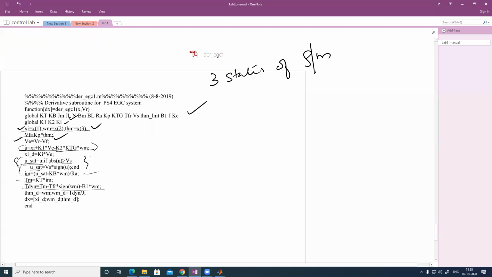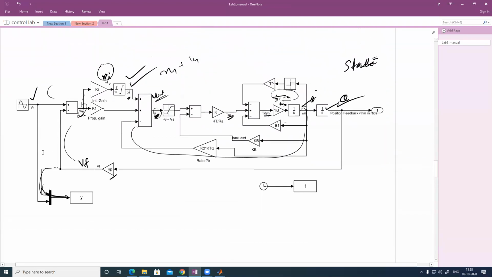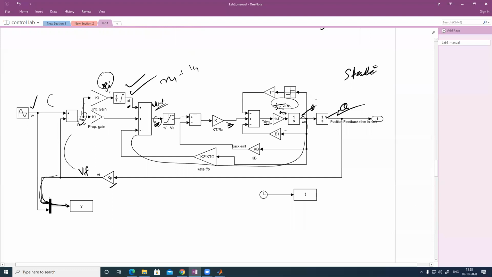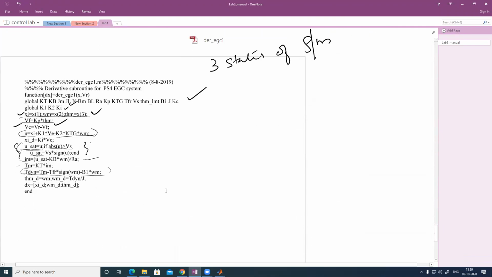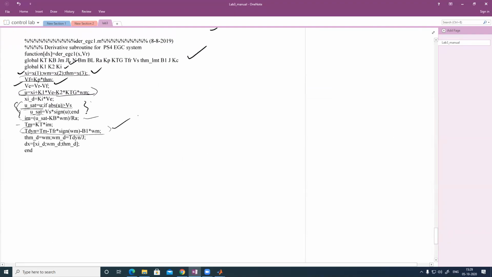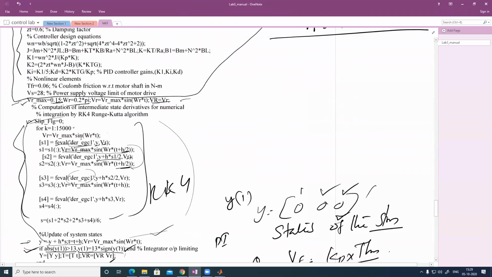And T dynamic, this value I explained earlier also. This T dynamic equal to Tm we are now calculating. Tm is equal to this value minus this value, multiplied by this value, will give you Tm. And Tm is now here. T dynamic is equal to Tm minus this one minus this one. So Tm is defined here. And we are taking theta m dot is equal to omega m. Theta m dot is equal to omega m. And omega m dot is equal to T dynamic divided by J.